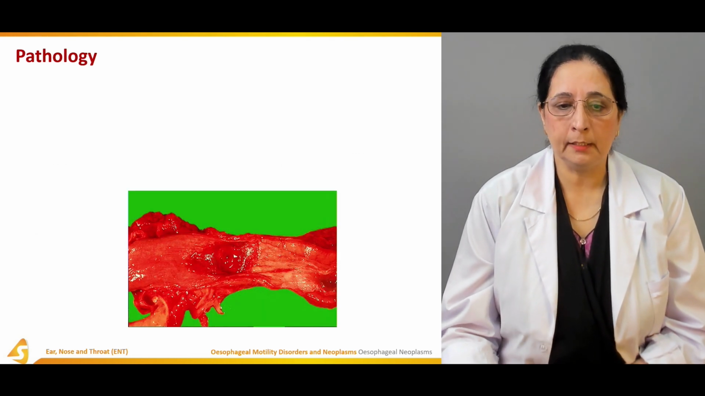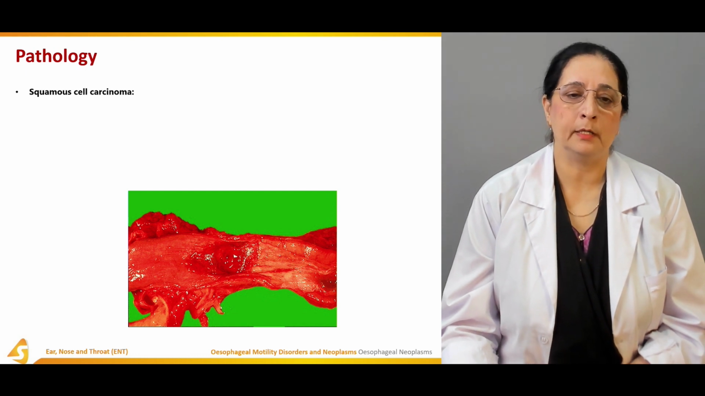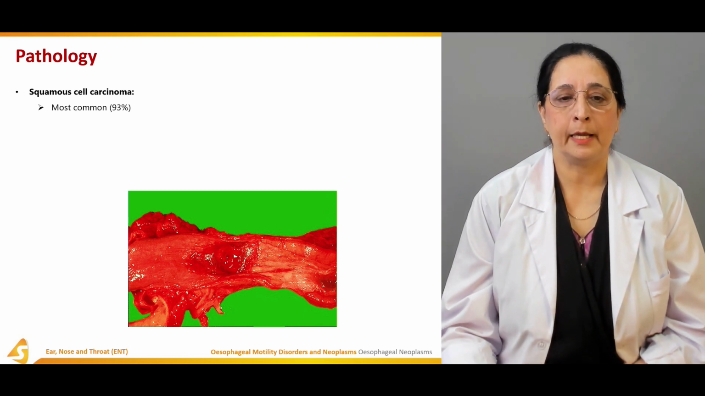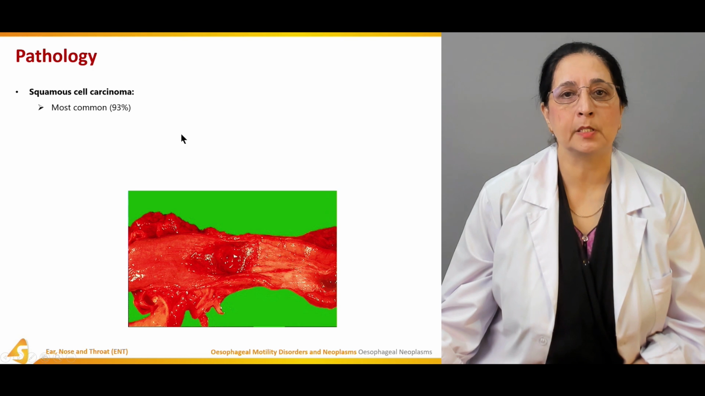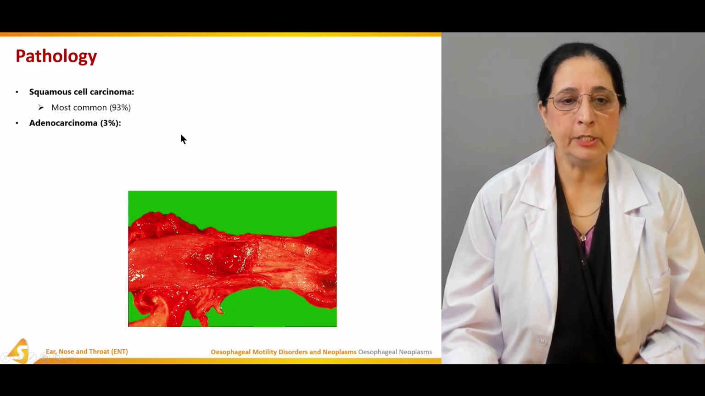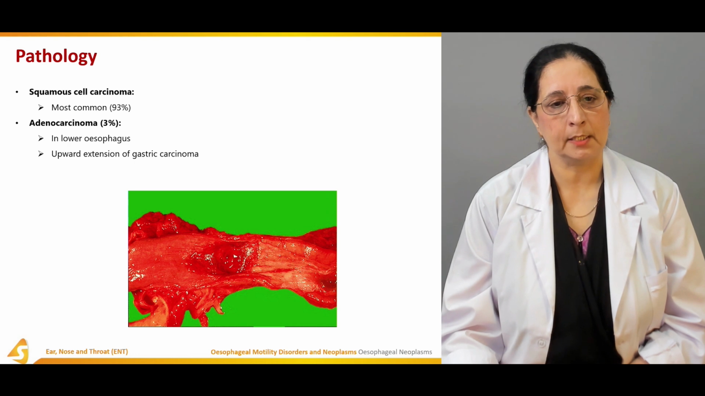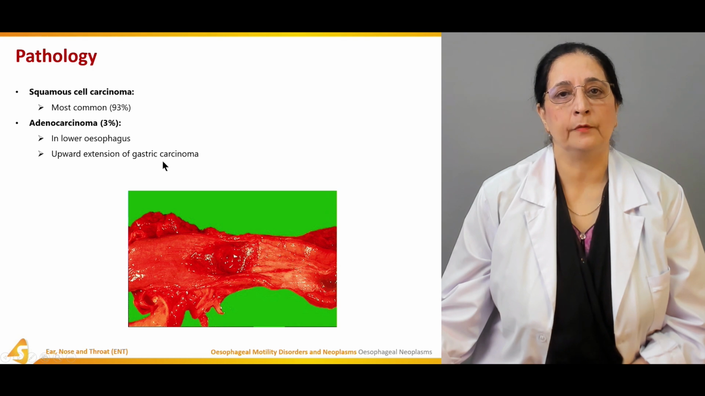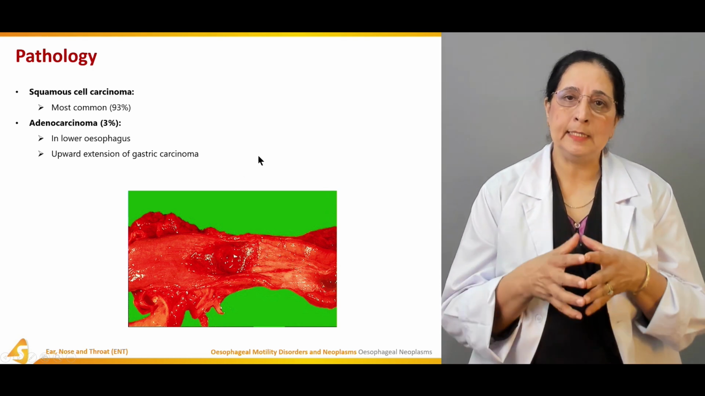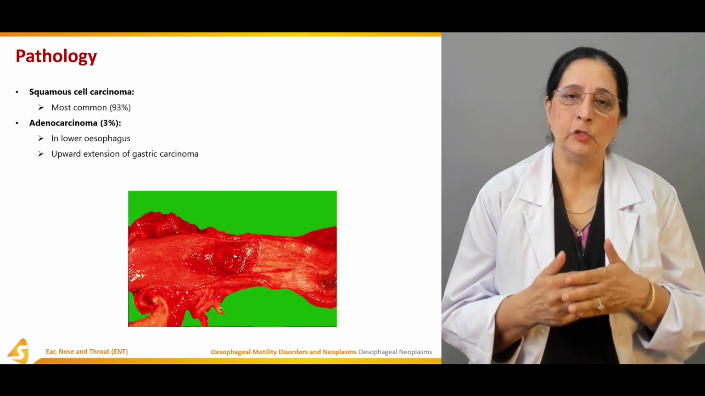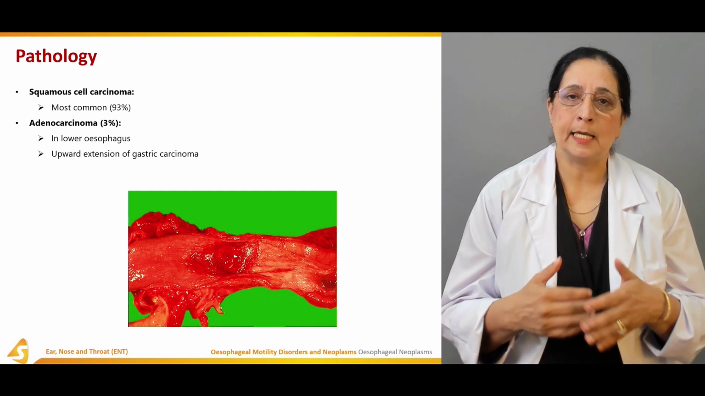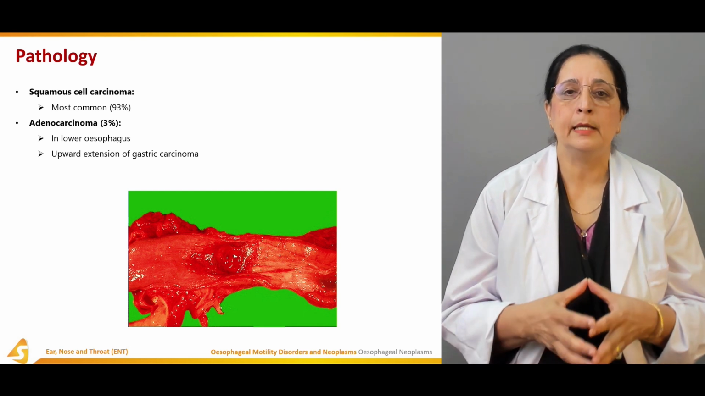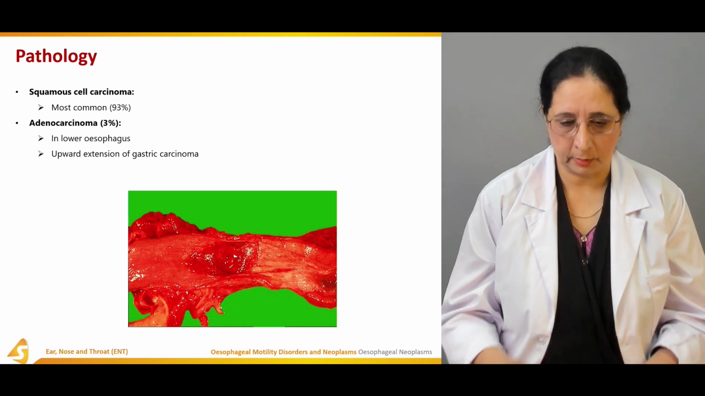What's the pathology in esophageal carcinoma? Squamous cell carcinoma is the most common carcinoma, and it's present in 93% of the patients. Adenocarcinoma is in 3%, and this is in the lower esophagus, an upward extension of gastric carcinoma. So mostly squamous cell carcinoma; adenocarcinoma, if it is present, is a result of extension of the carcinoma of the stomach, and it involves the lower part of the esophagus.